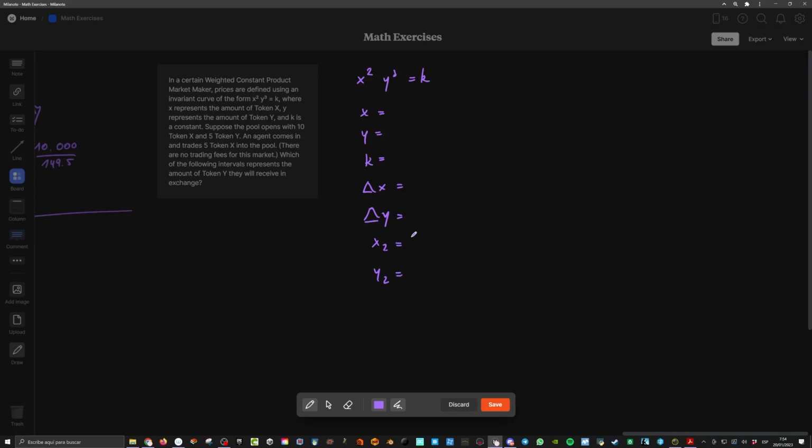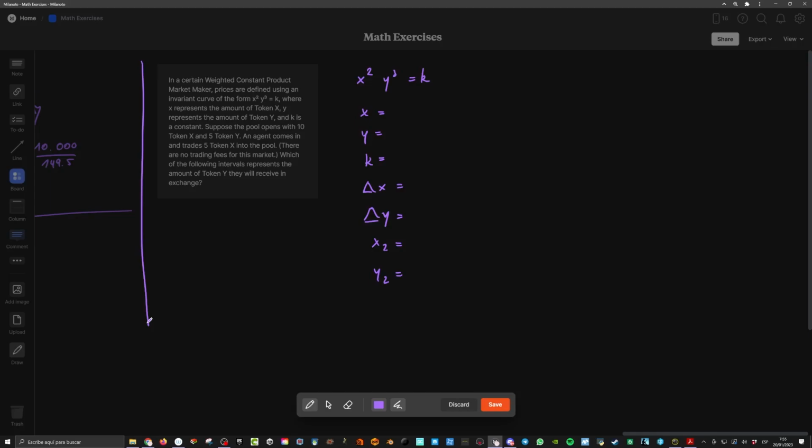So here again for everybody, I'm just clarifying that what we are doing is listing down every variable mathematically that we would need in an equation in problems like these. You need the initial x value, the initial y value, and maybe the initial k. Delta x is how many tokens you are trading in, how much you're adding to the system. Delta y is how much will come out of the system during the trade. X2 and Y2 are the final states of the pool.